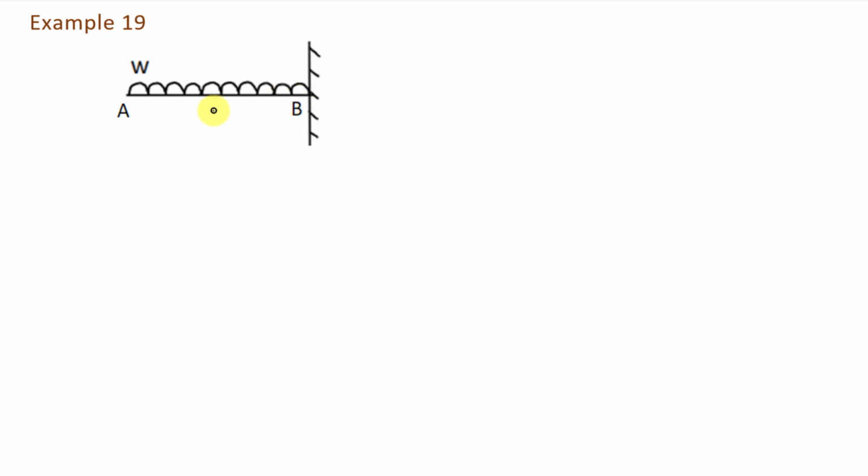Now we are going to find the value of slope and deflection in this beam. Here we have beam AB of length L, which is fixed at point B, and we apply a uniform distributed load W over this beam. In this case, what will be the value of theta and y, that is slope and deflection? Now to find the value of slope and deflection, we are going to use the double integration method.